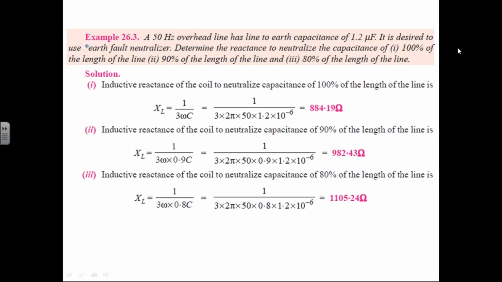Yes, it is desired to use an earth fault neutralizer. Don't get confused with this word. The earth fault neutralizer is another name for the Peterson coil. Arc suppression coil, or Peterson coil, or resonant coil, or earth fault neutralizer. So many names are there for that particular resonant coil, because that is a very important thing, particularly in the neutral earthing method.